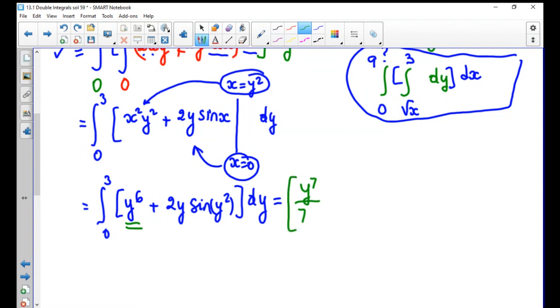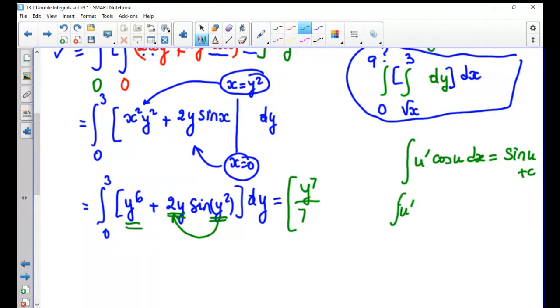Now the second one, notice that the derivative of y squared is 2y. So in general, the same as the rule I already mentioned before, if you have u dash cosine u and you want to integrate this, then this is sine u.